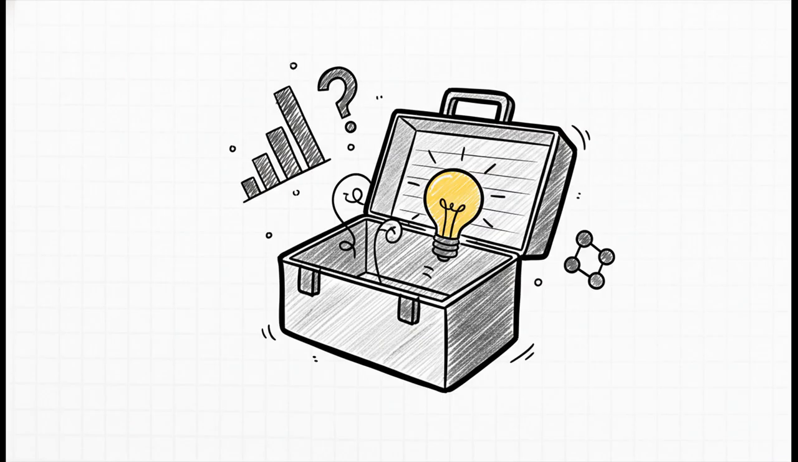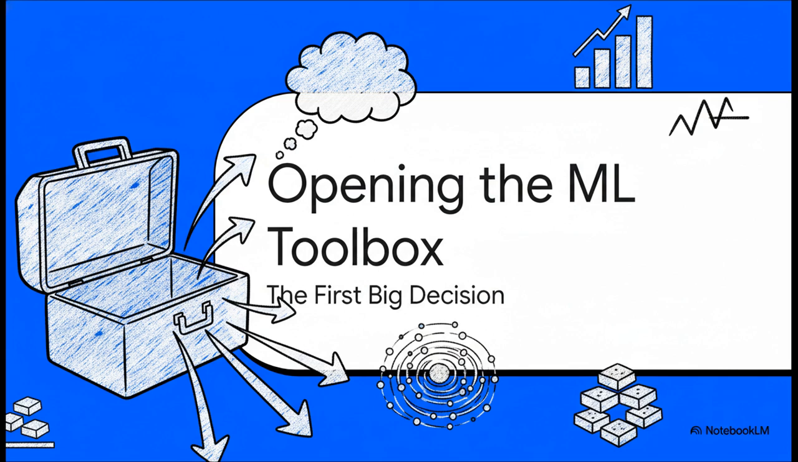And really, the best way to wrap your head around it is to think of it as a problem solver's toolkit. So for the rest of this explainer, we're going to unpack that toolkit together, piece by piece. So when you pop open this toolbox, the very first big decision you have to make is all about the kind of problem you're trying to solve. And that decision, it all comes down to the data you've got to work with.